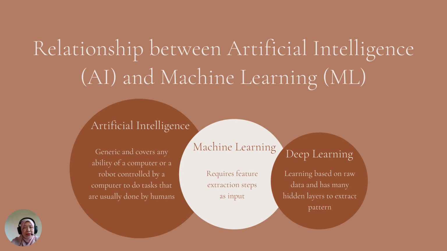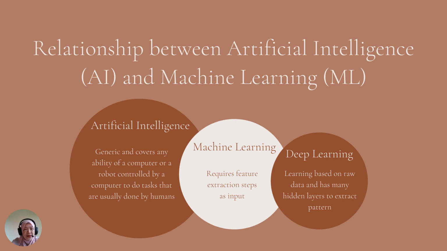So AI is the base class, or the basic concept, of all machine intelligence. It is generic and covers any ability of a computer, or a robot controlled by a computer, to do tasks that are usually done by humans. It can be rule based, a hard coded version, or more intelligent like machine learning or deep learning, which learn from the data set, from history or experiences. So machine learning is the subset of AI where basically it requires feature extraction steps as input.